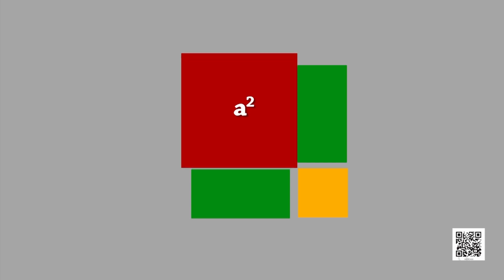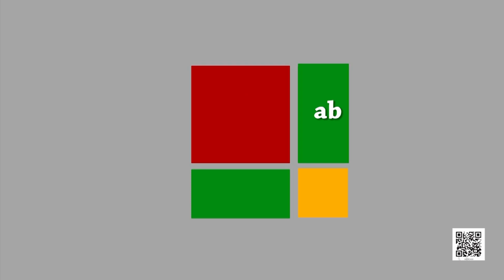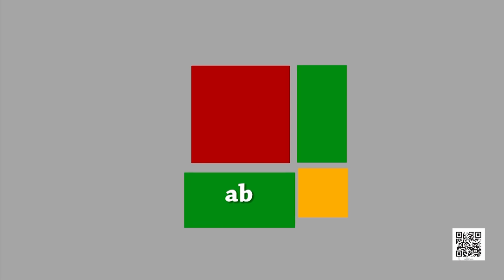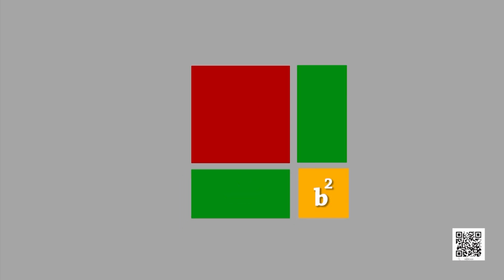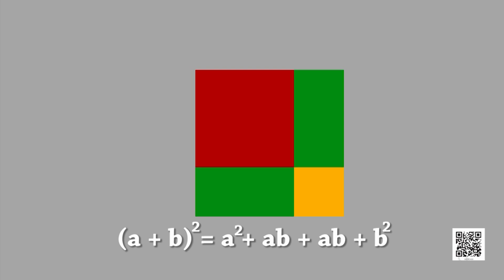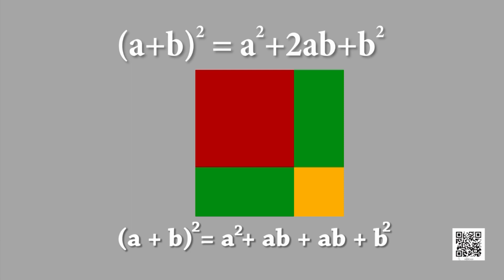After cutting, we get a square whose area is a square, a rectangle whose area is ab, another rectangle of area ab, and a square of area b square. On adding all these areas, we get a plus b whole square is equal to a square plus ab plus ab plus b square. Thus, a plus b whole square is equal to a square plus 2ab plus b square.